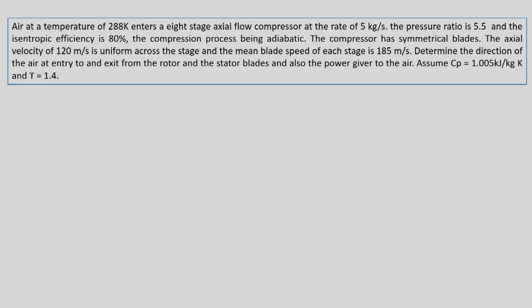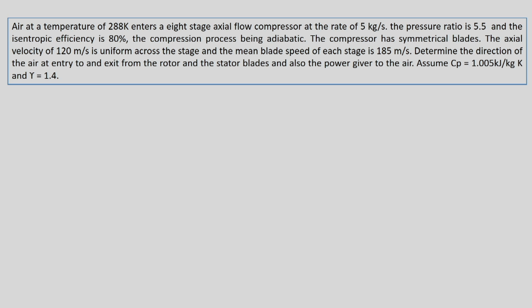It states that air at a temperature of 288 Kelvin enters an 8 stage axial flow compressor at the rate of 5 kg per second. Pressure ratio is 5.5 and isentropic efficiency is 80%. Compression is adiabatic. The compressor has symmetrical blades. Again, degree of reaction is 50%. The axial velocity is 120 meter per second, which is uniform across the stage, and the mean blade speed of each stage is 185 meter per second.